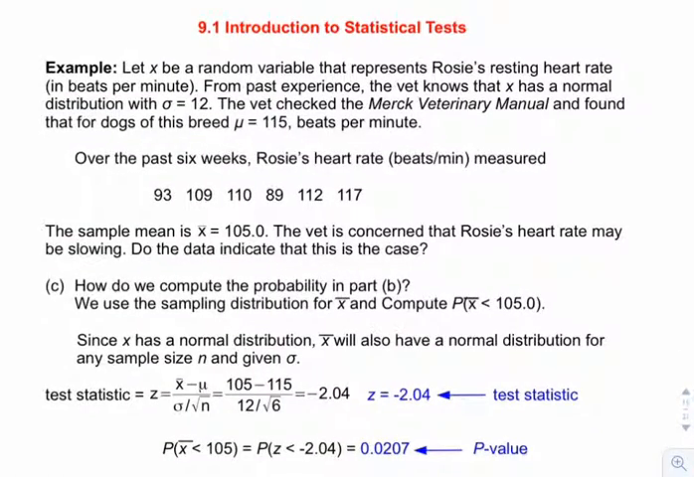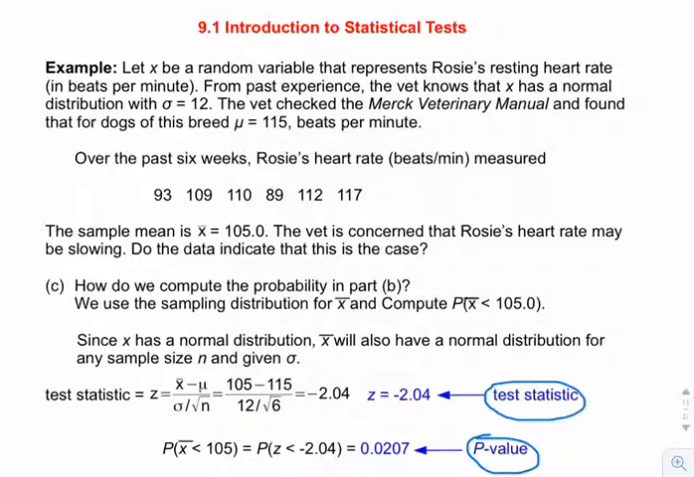So what is the probability? Well, we look up negative 2.04 on our z-table, and we end up with the probability of 0.0207. In the context of hypothesis testing, we call that probability the p-value, just as we have a specific name called the test statistic in this context as well. But the calculations are the same. You have a sampling distribution, you convert the x bar value to a z value, you look it up on your table to come up with the actual probability.